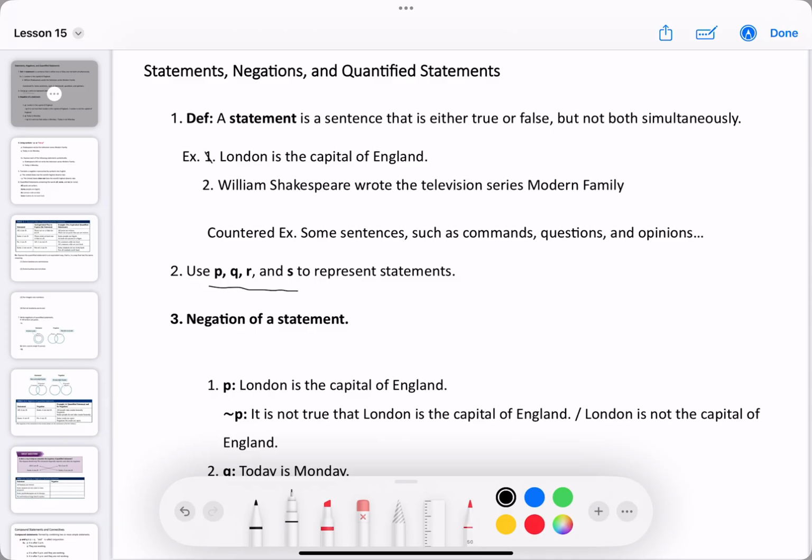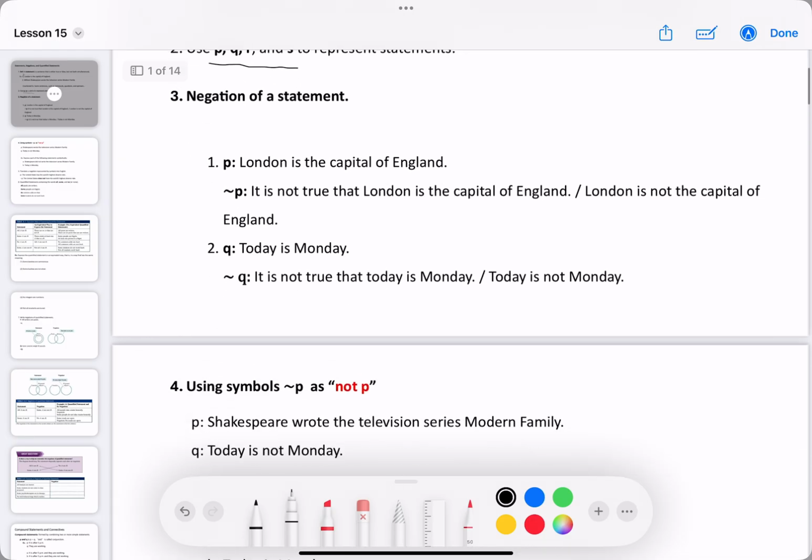For example, the first example, I can use P to represent the statement. Negation of the statement. For example, my statement is London is the capital of England. The negation uses the wave symbol: not P, or the negation of P, is it is not true that P, where the P sentence is London is the capital of England. We can also make it easier: London is not the capital of England.